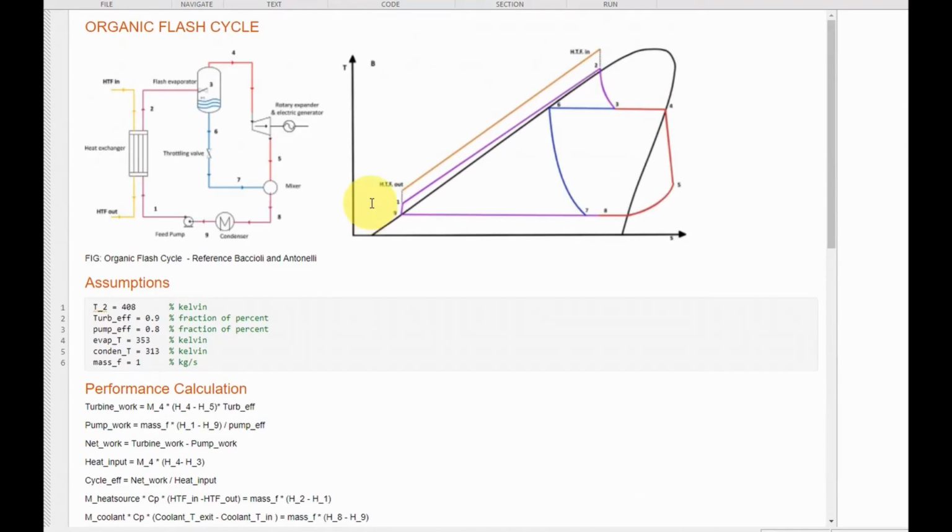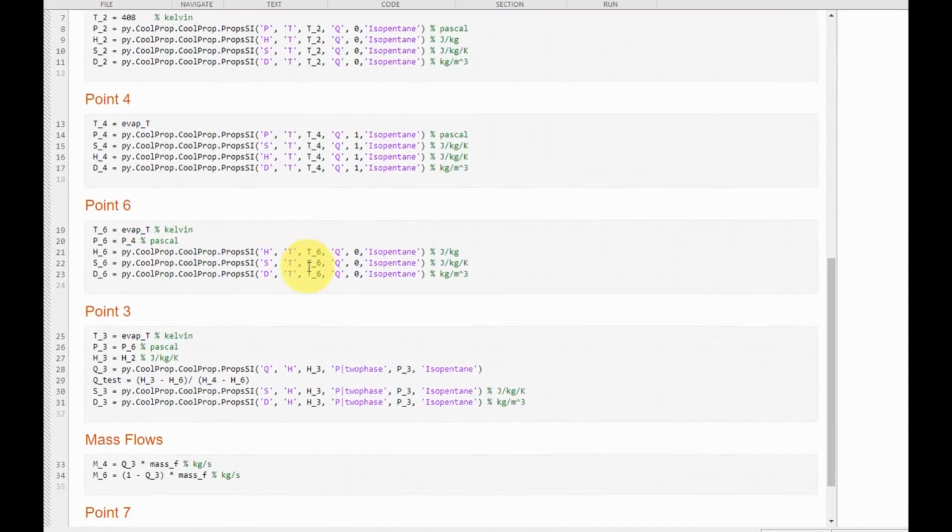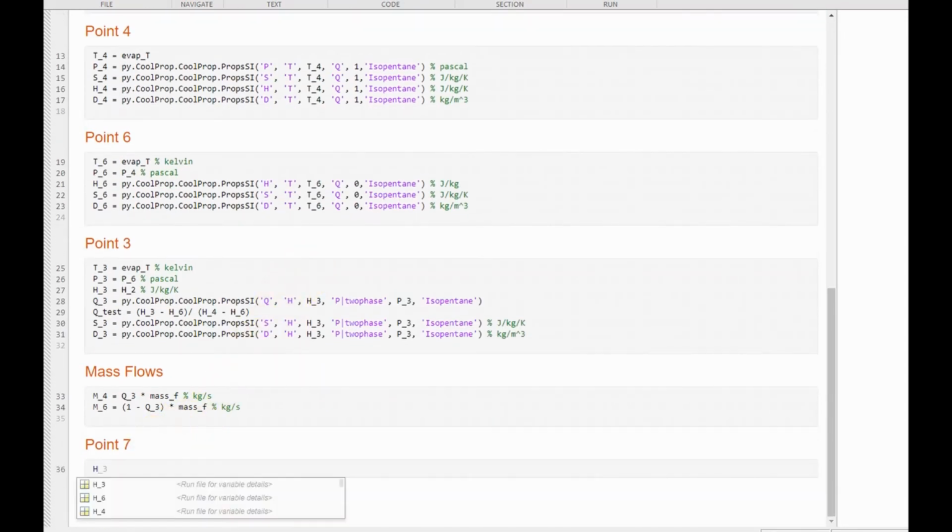So at point 7, we also see that there is another throttle valve here. It means the enthalpy at point 6 will be equal to the enthalpy at point 7. So we could start from that: H_7 is equal to H_6.